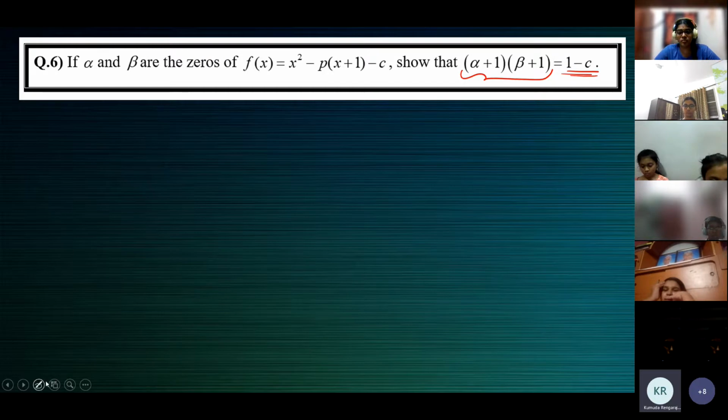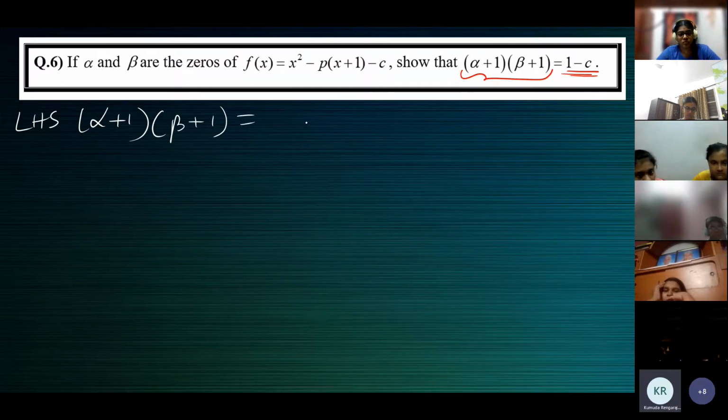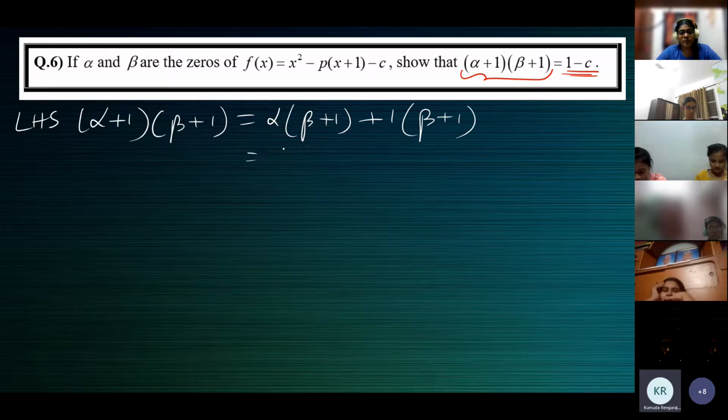So let us take up the LHS, because we need to show that alpha plus 1 into beta plus 1 is equal to 1 minus c. How do we work this? We know only two things: alpha plus beta and alpha beta. We don't know alpha plus 1 and beta plus 1, and we can't substitute for them. So we have to multiply and open the brackets. It will be alpha into beta plus 1, plus 1 into beta plus 1. So this is alpha beta plus alpha plus beta plus 1.